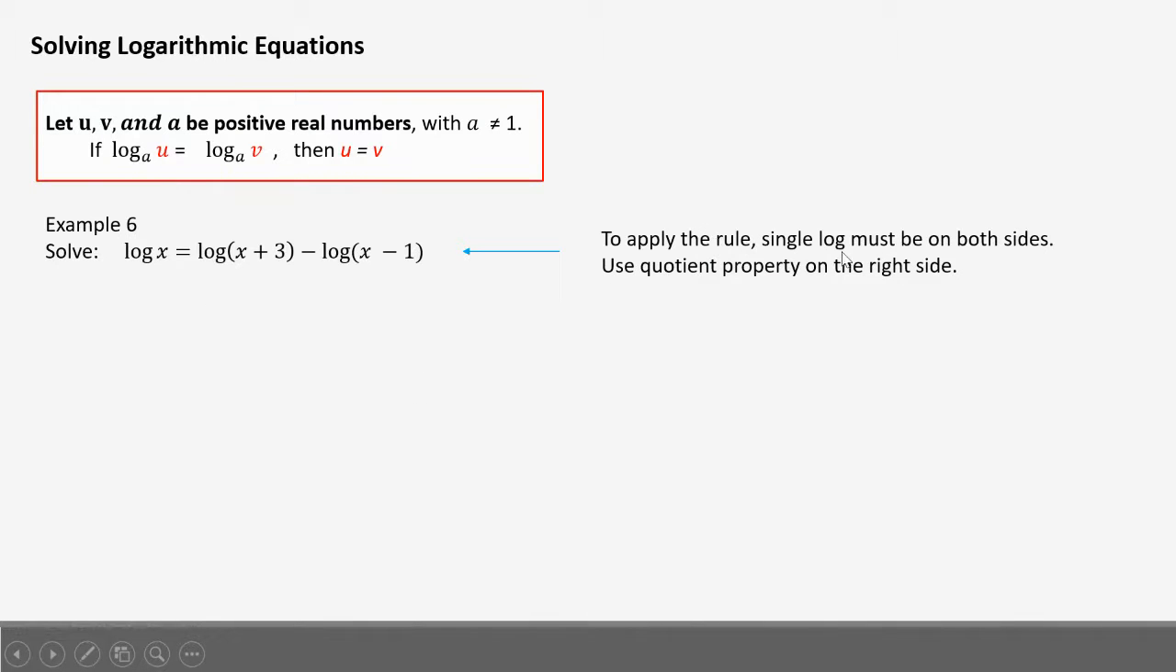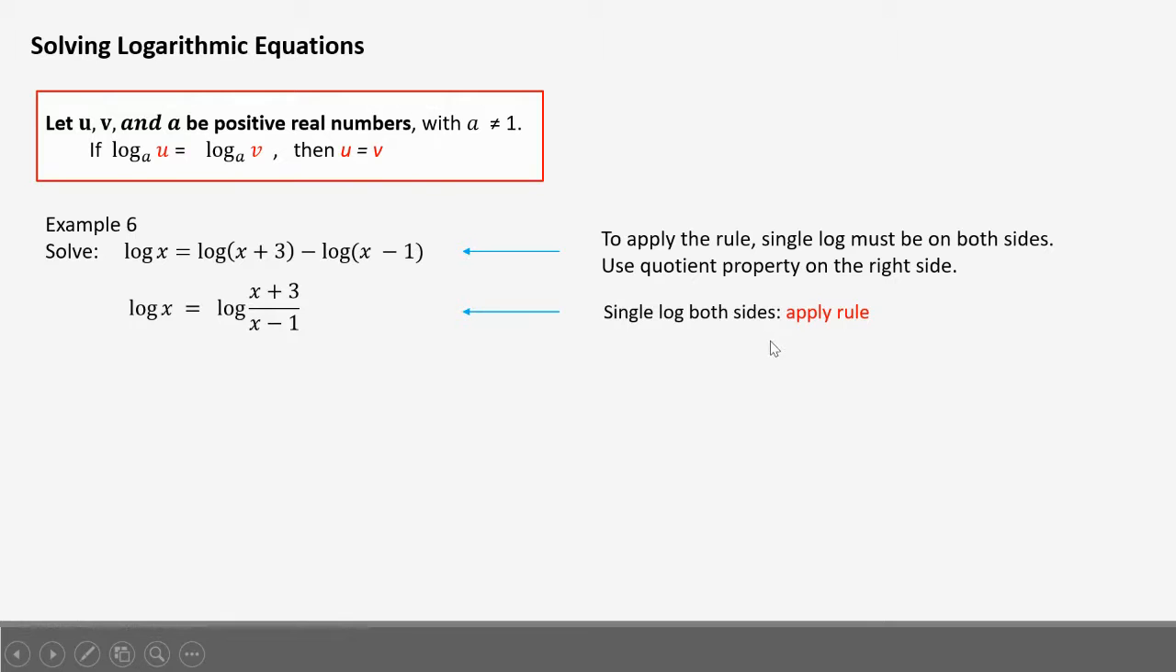To apply the rule, a single log must be on both sides. You see here, the left side is okay, but the right side is not okay. You have to make it into one. And here's where we use the properties that I showed earlier. Remember, guys, this is the opposite when you subtract. If it's subtraction, that means that you're going to be dividing. You're going to put the log, and it'll be x plus 3 divided by x minus 1. This is expanded form, and this is condensed form. So you have to condense it under a single log.